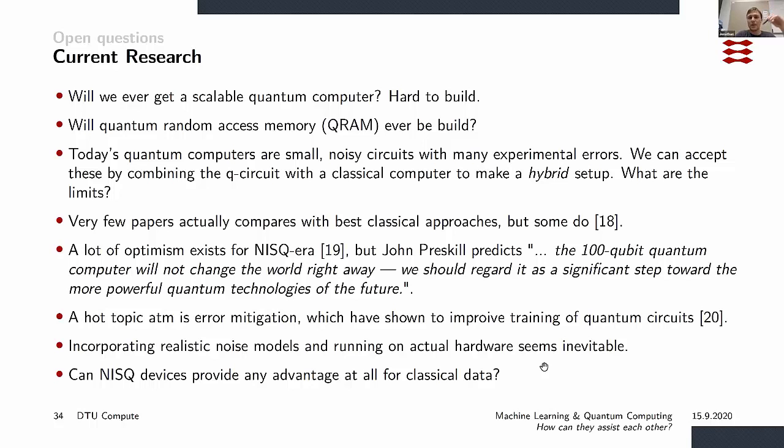And then lastly, the big open question that no one knows the answer to: can these NISQ devices provide any advantage at all for classical data? Some think so, and some have said that there is no argument for that so far. I think the best and most encouraging view is to say that we don't know, so we have to figure it out. That's the big main open question, or can these NISQ devices only work for quantum data itself? That's the $1 million question.